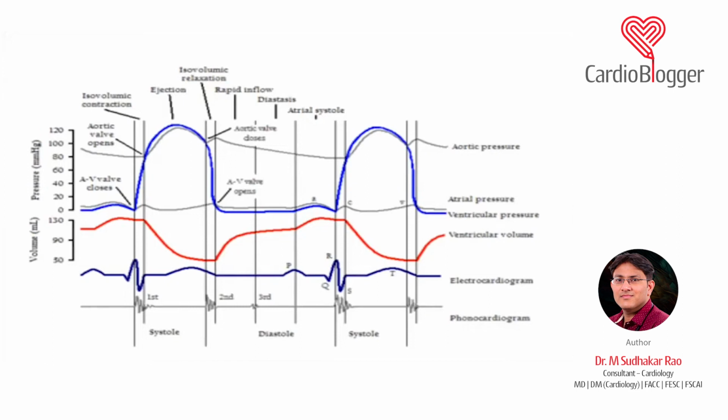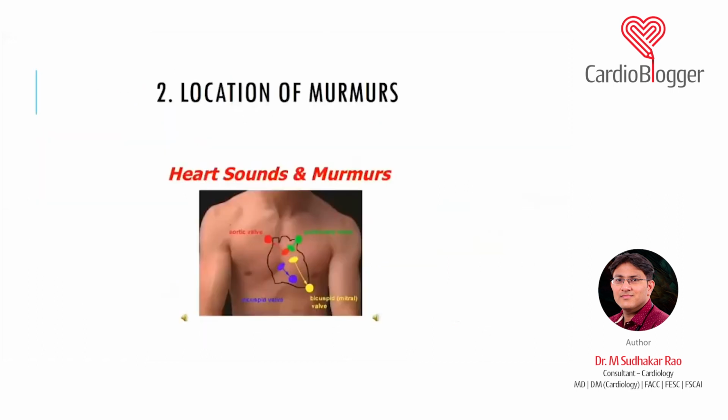Now let's go to the location of the murmur. As I already discussed with you, there is the aortic area where the aortic stenosis murmur is best heard, or even the area where a lot of murmurs are heard. Let it be pulmonary stenosis murmur, it can be ejection murmurs of atrial septal defect or idiopathic dilatation of the pulmonary artery. So few murmurs are best heard in the pulmonary area.